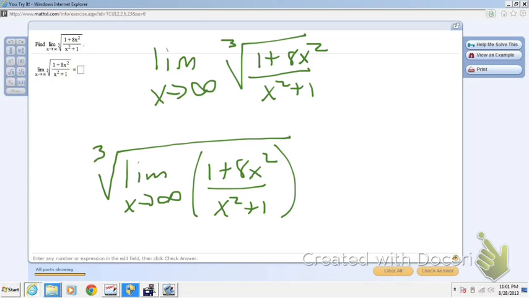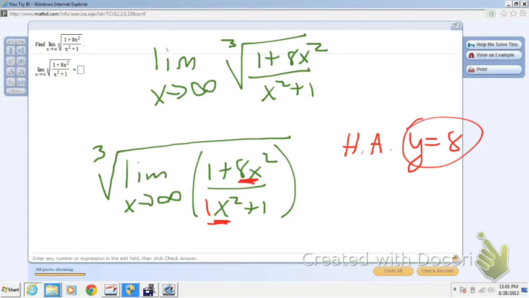Well, I'm just going to talk you through this analytically without doing too much fancy algebra. If you look at this rational expression in here, the lead coefficient on top is 8, on the bottom it's 1. The degree of the top is the same as the degree of the bottom, and the ratio of lead coefficients is 8 over 1. So we're thinking that the horizontal asymptote is at y equals 8. That's good, because then you're going to take the cube root of 8, which is 2. So we believe that this is going to be 2.